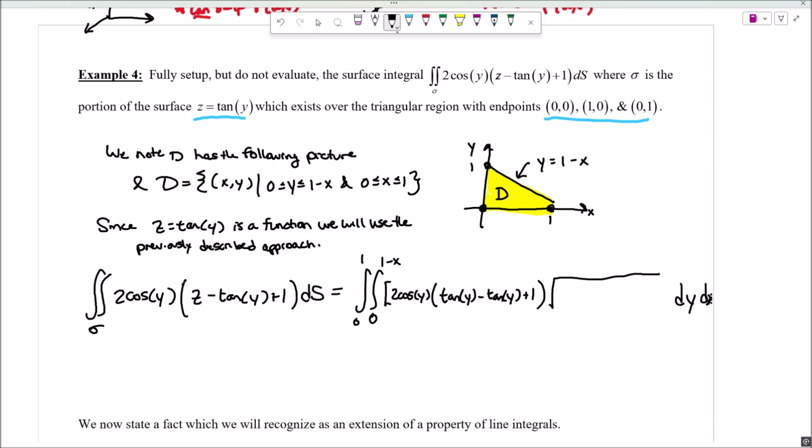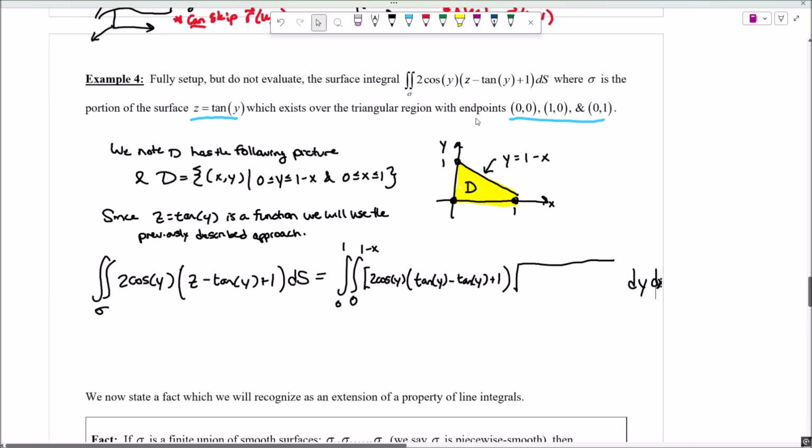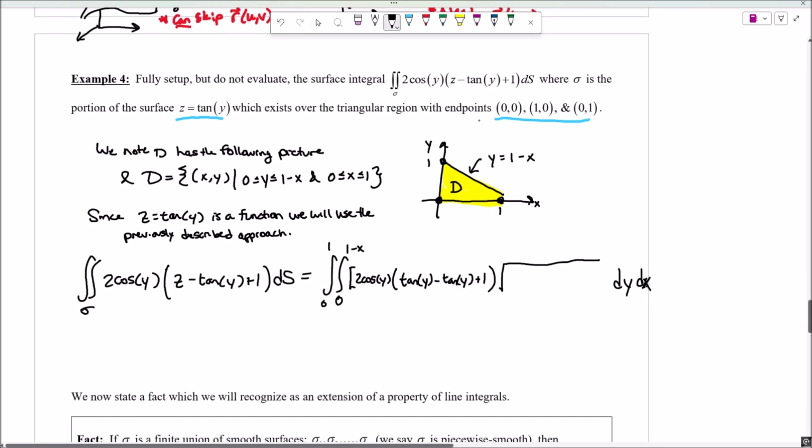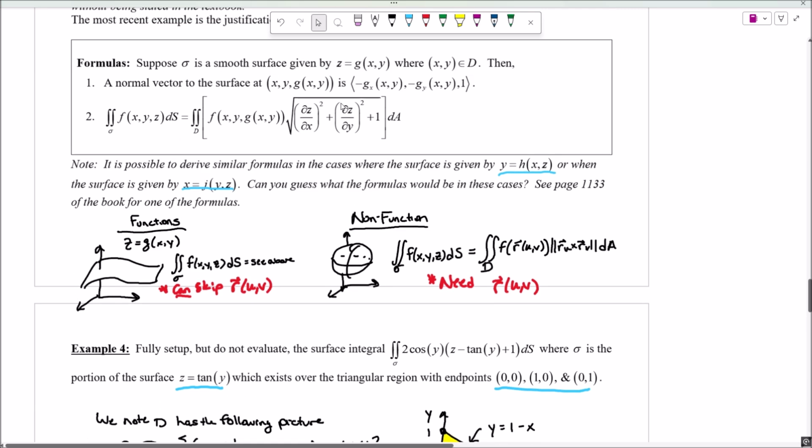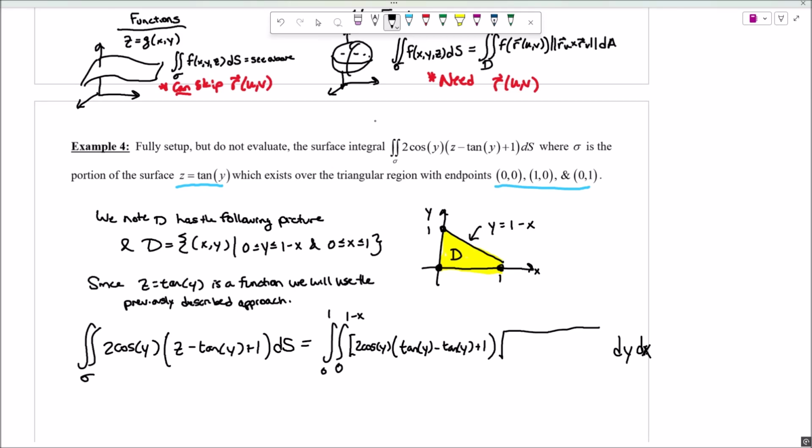Remember that my radical here was just going to be the partial derivatives of my z formula. So I have to start with the partial derivative with respect to x, and then my partial derivative with respect to y, being squared, plus 1. So in this case, my partial derivative with respect to x for my z formula is 0. The partial derivative with respect to y should just be secant squared of y, and then I just get plus 1.